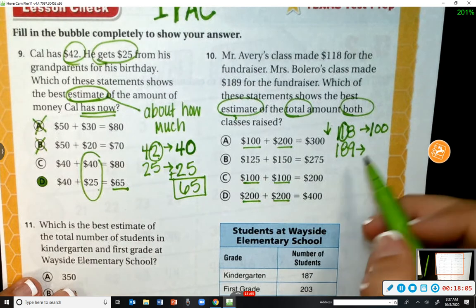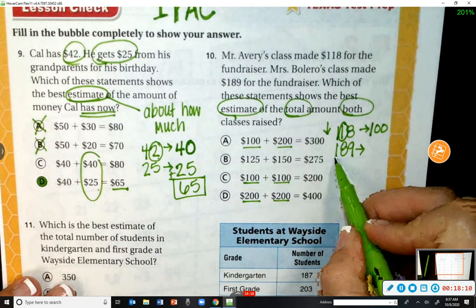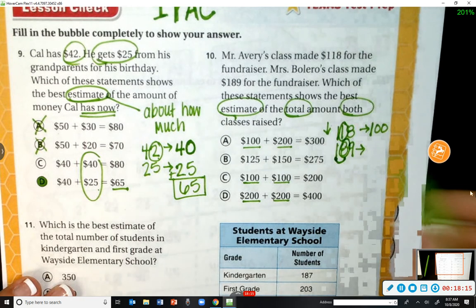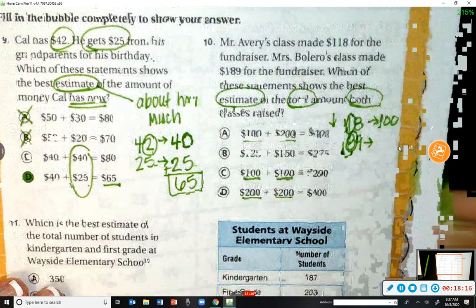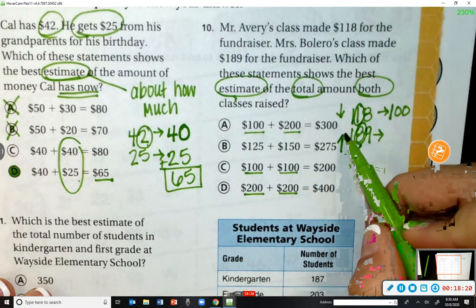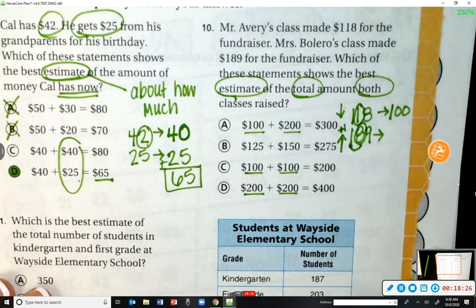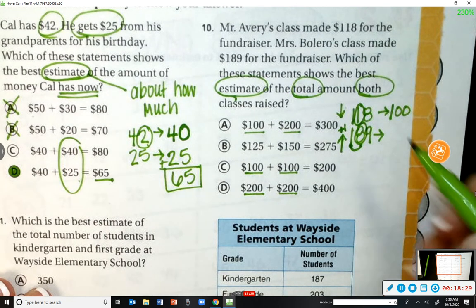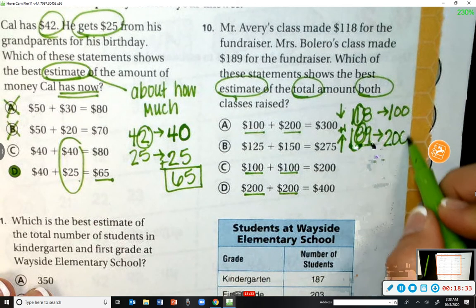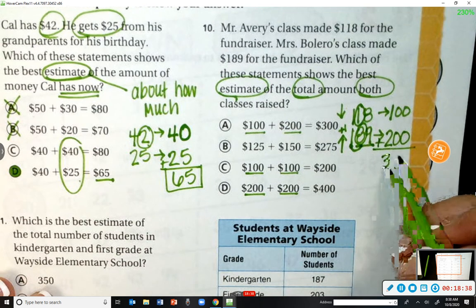Okay. Now I go to the second number. Since we're rounding to the hundreds, we start at the hundreds digit. Look next door, it's an 8. Does the 8 tell me to round up or down? Up. Now this time, if I'm rounding up, I need to add 1 to my hundreds digit. So what does this become? 2, and everything else turns to a 0. So 100 plus 200 is 300.